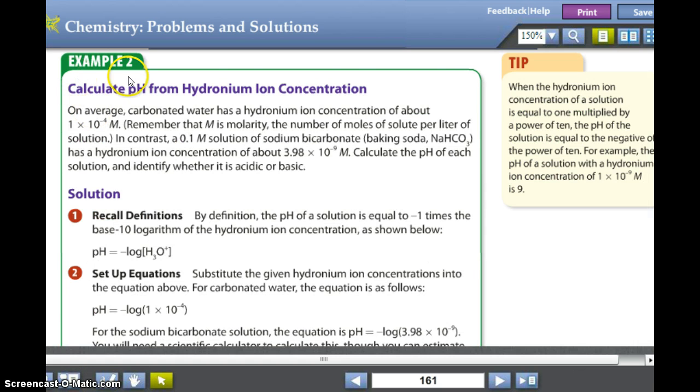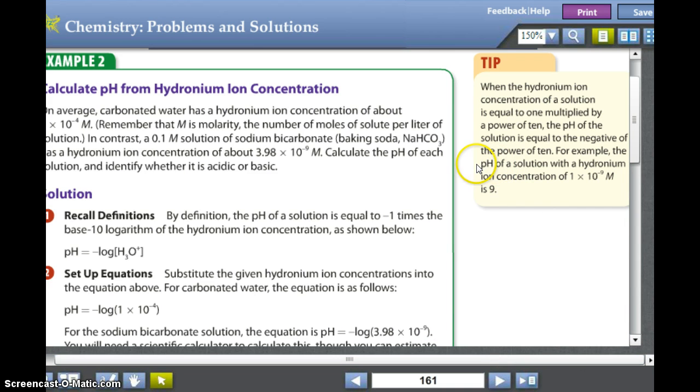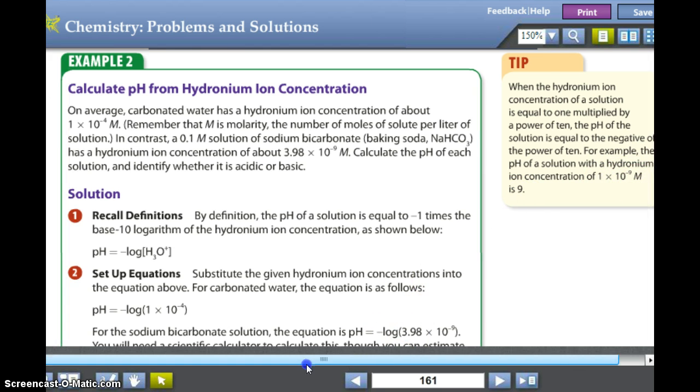Okay, and we're going to go over a few examples. Let's read the tip. When the hydronium ion concentration of a solution is equal to 1 multiplied by the power of 10, the pH of the solution is equal to the negative of the power of 10. For example, the pH of a solution with a hydronium ion concentration of 1 times 10 to the negative 9th molar, the pH is 9.